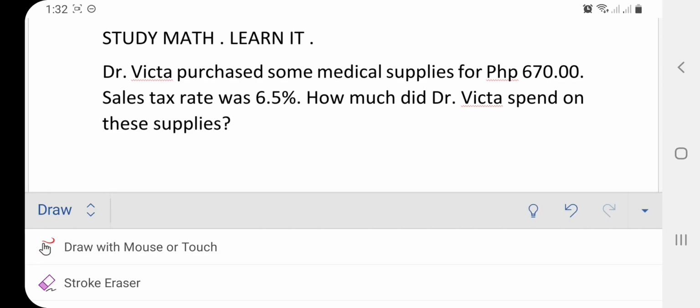Hi math learners, here I will answer a math problem about sales tax rate, which is commonly asked on the NMAT, APCOT, and Civil Service Exam quantitative parts. So let's start.